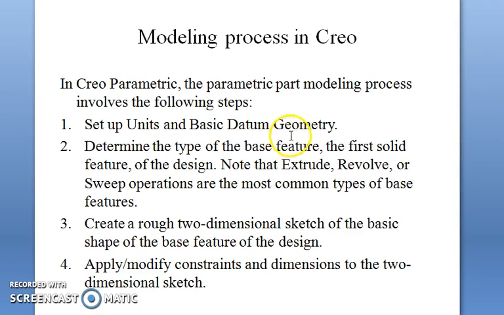Now, there is a modeling process in Creo. What are the steps involved from start to end in how to use Creo software? It is explained in the form of a few steps. Creo parametric modeling process involves the following steps. The first step is to set up units and basic datum geometry.